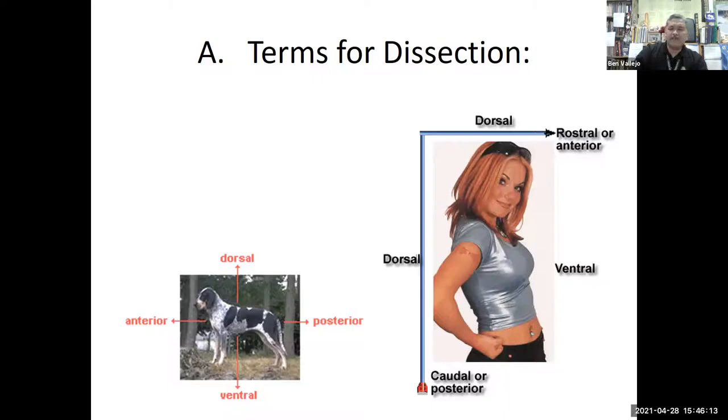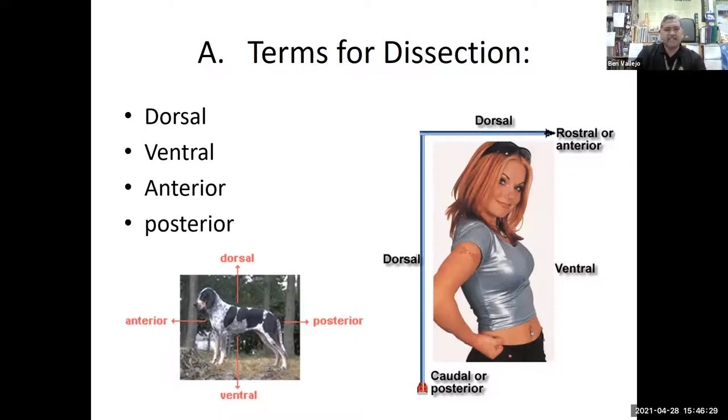Now they're different if you walk on four legs or you walk on two legs. The dorsal is your back side, okay? You have the ventral side, which is your belly side. Anterior is the head region, and posterior is the tail. Pretty straightforward in the dog, but in the person, because we're standing up, it's a little bit more complicated. But the dorsal is the back, the ventral is the belly, anterior is the head, posterior is the tail. So when we do dissections, you'll need to know those terms.